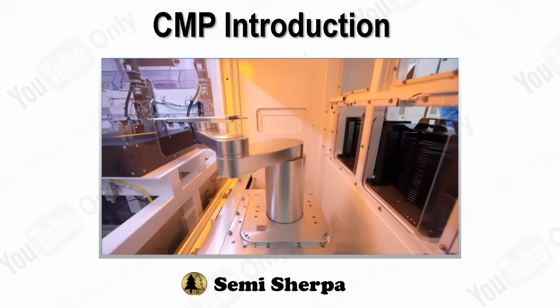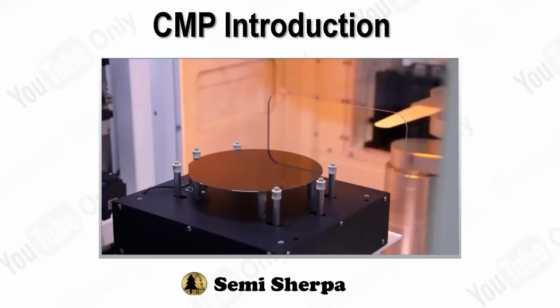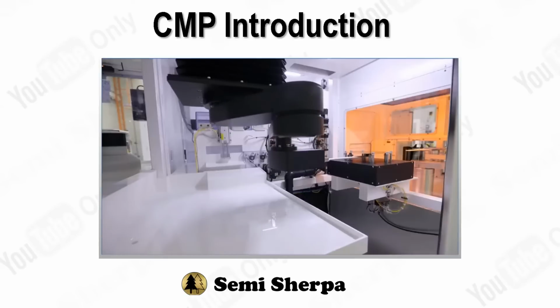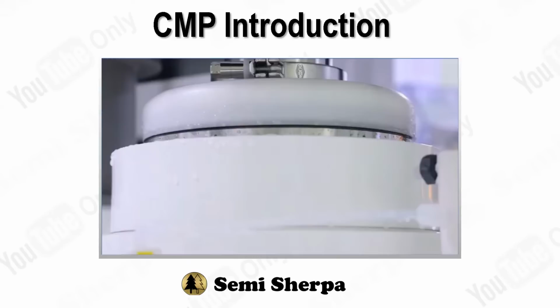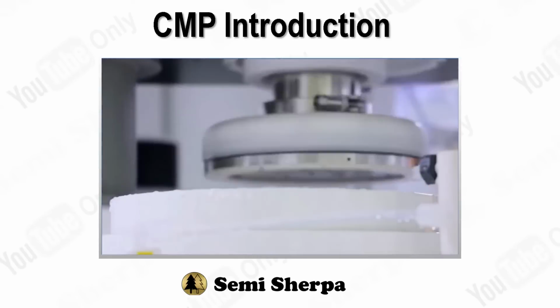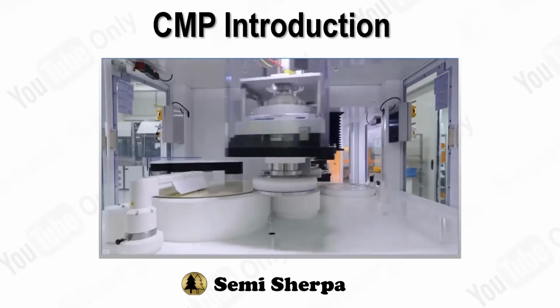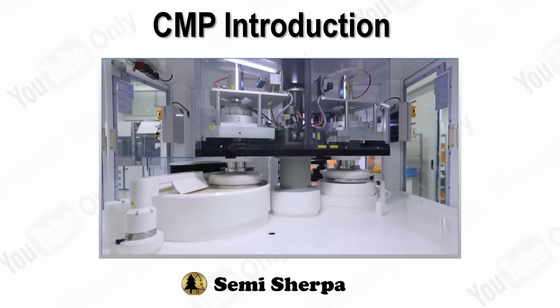Secondly, we will explain what CMP is and how it operates. We will focus on the fundamental mechanisms of CMP, particularly the cooperation between chemical softening and mechanical polishing that makes this process effective in achieving the desired planarization of wafer surfaces.